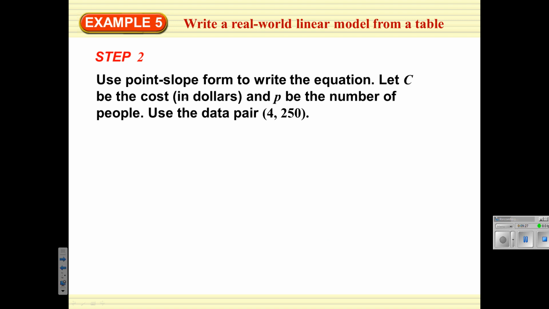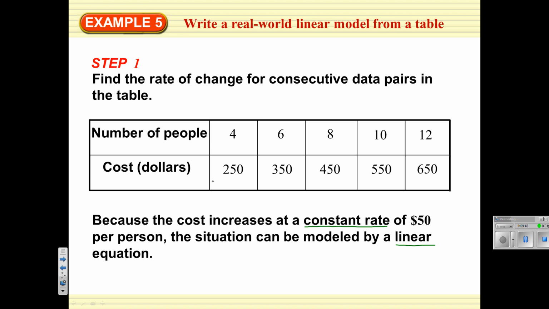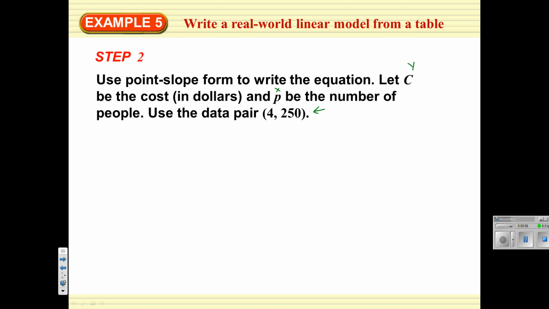So let C be the cost in dollars, P be the number of people. So this is like my Y, because my cost depends on how many people, and this is like my X. And the data pair that they got, just so you know, it came from the chart. They just chose a data pair right here. They chose the 4 and the 250. So that's where they got their information. They chose this X and Y coordinate pair. Just wanted to show you that. Okay.